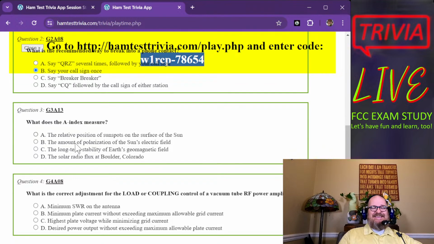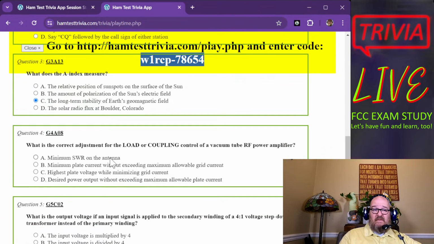What does the A index measure? Man, I mess these up all the time. So I know it's not the relative position. I'm going to say long-term stability of the Earth's geomagnetic field because solar flux is solar flux. And is that really measured in Boulder, Colorado only? I doubt that, but maybe. I'm not much into studying the sun's effects, but when you take the general exam, you're studying a lot of different stuff.